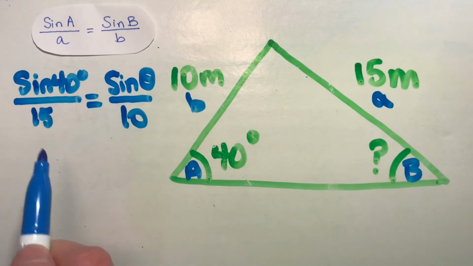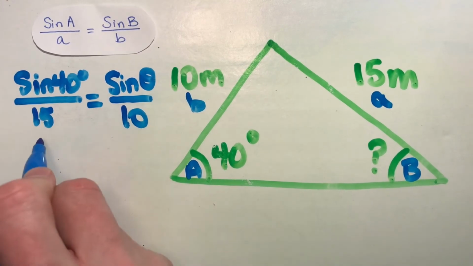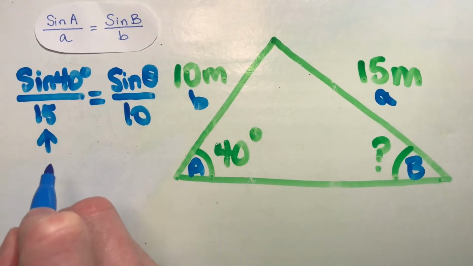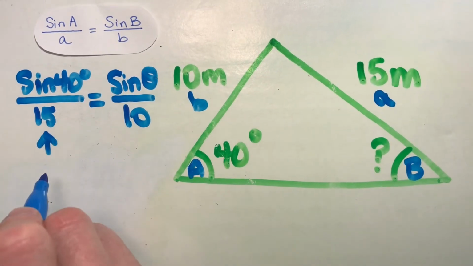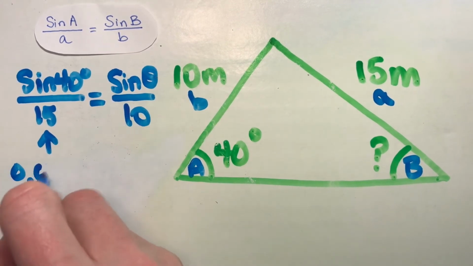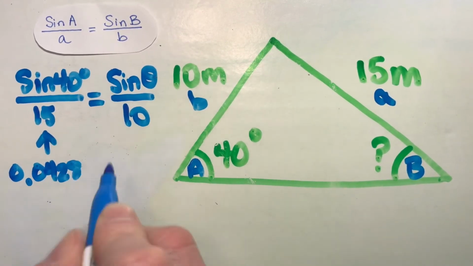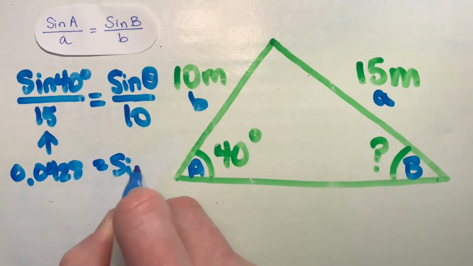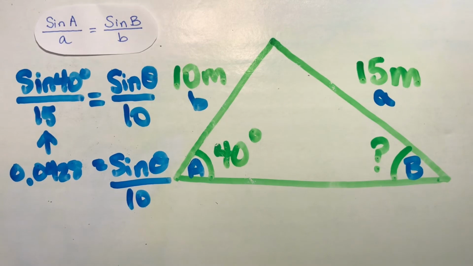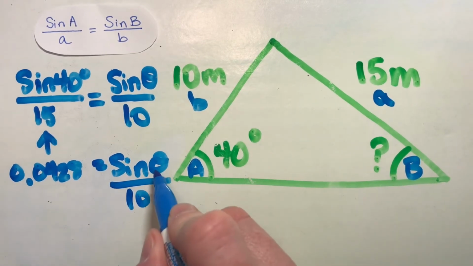We've now set up our equation, but notice that this first part is really convenient. Setting up my equation properly gives me one side that I can solve. Sine 40 degrees divided by 15 is equal to 0.0428. And that's equal to the right-hand side, which is sine theta divided by 10. Now my goal is always to isolate that theta, that missing angle.